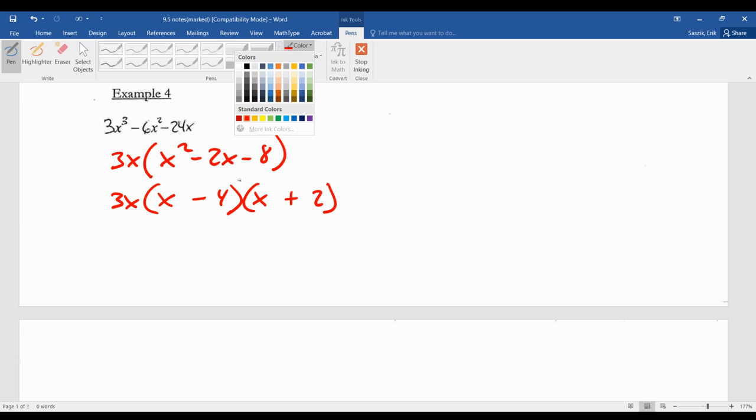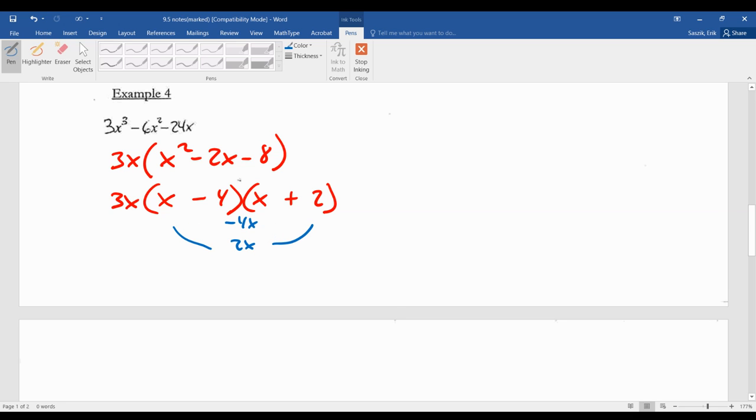Now watch when I do my check. Part of it I just do mentally. Negative 4 times 2 is negative 8. Now this inner thing is negative 4x. This outer thing is 2x. Together that's negative 2x. So I am good.